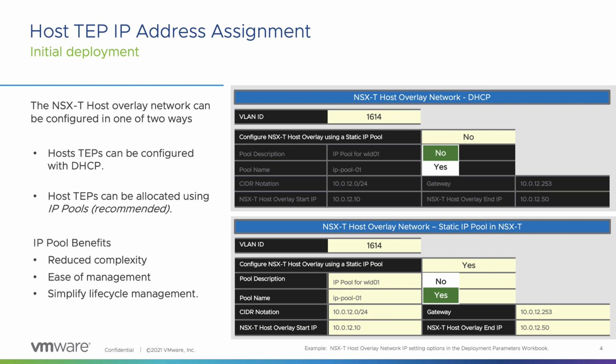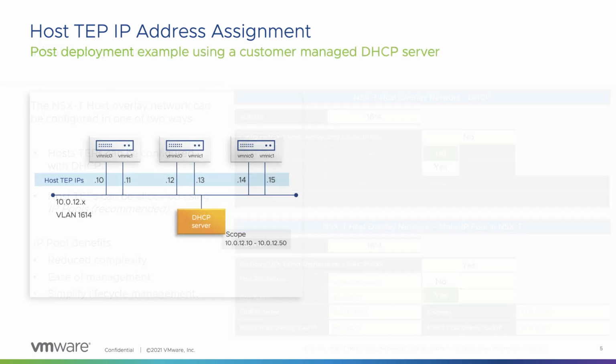Regardless of which method is used for host TEP IP address assignment, care needs to be taken to ensure that the IP scope is large enough to satisfy the needs of all the hosts within the cluster, as well as allowing for future scale. VMware recommends the use of IP pools where possible. IP pools are simple to configure and typically easier to manage when compared to an externally managed DHCP server. NSX-T host TEP IP address assignment is also configurable post-deployment. It can be configured from within SDDC Manager or by using the API.